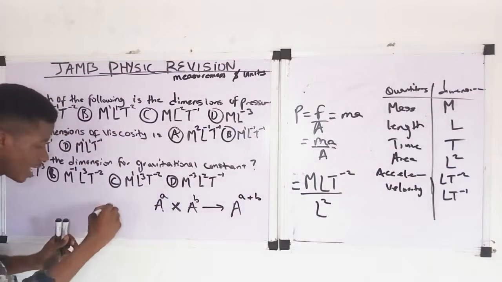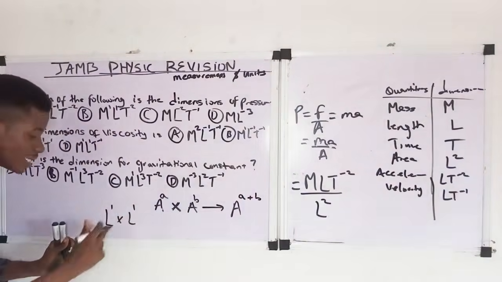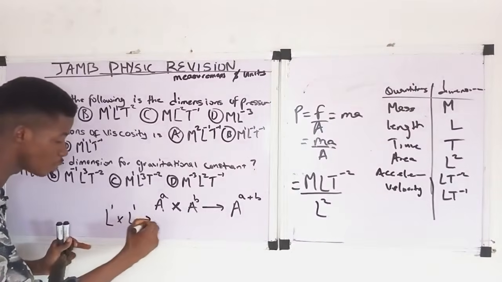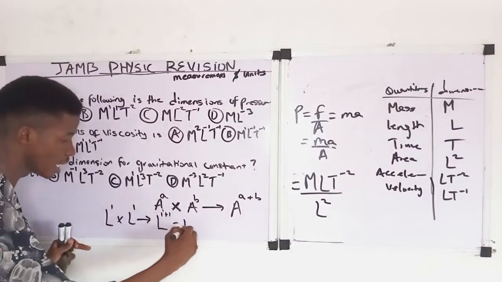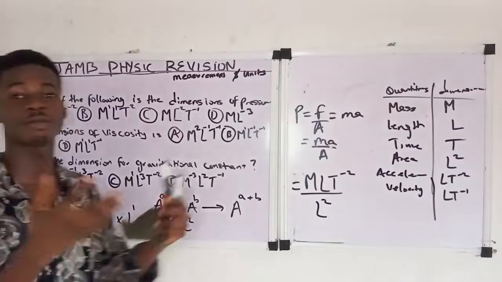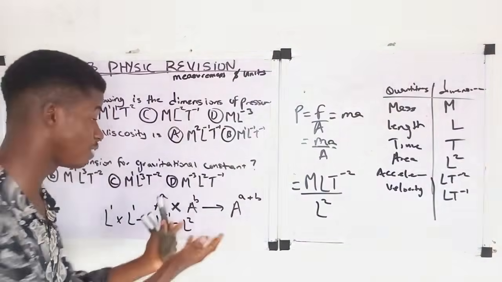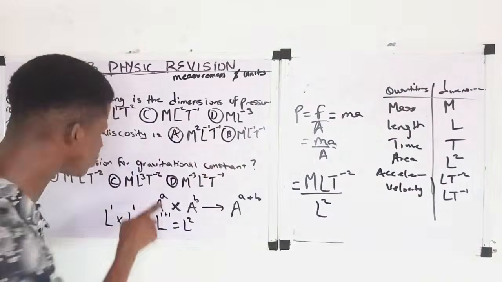Let's say, for example, L^1 times L^1. These two are the same base, right? We take one of the base, and we add their powers. 1 plus 1 is L power 2, right? So this is the first law. Then another law is the opposite of this.